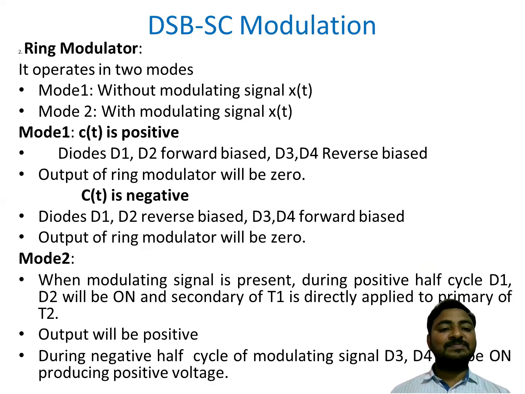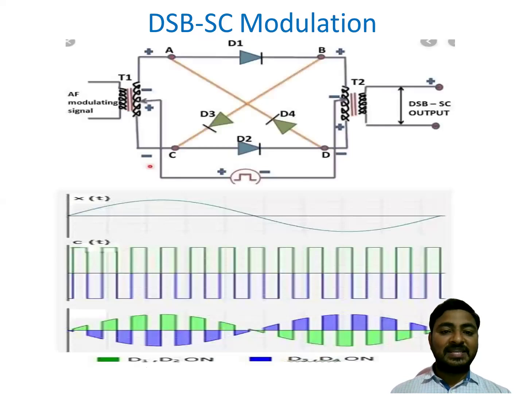Next generation of DSB-SC by using the ring modulator technique. This one is nothing but a ring modulator technique. In the ring modulator technique, you can use 4 diodes, 2 diodes in forward bias and 2 diodes in reverse bias. You can use a center tap transformer. One of the transformer inputs is the message signal. The center tap transformer's center terminal is connected to the carrier signal. Then the output of the second center tap transformer is DSB-SC.